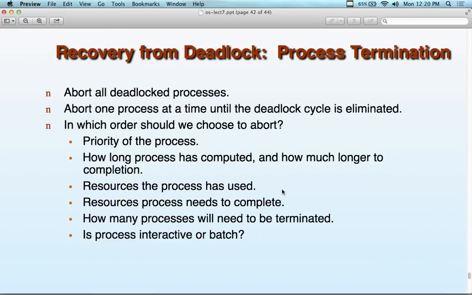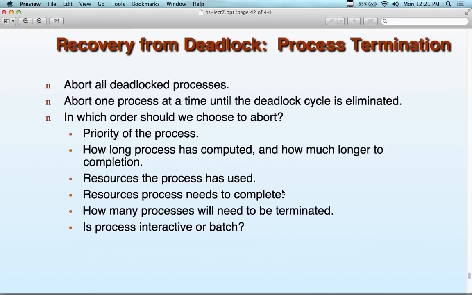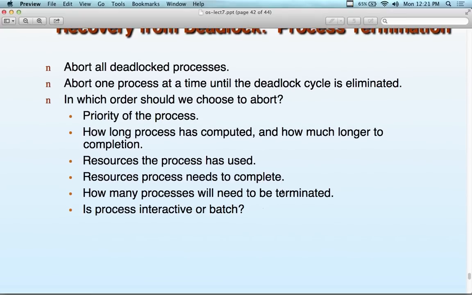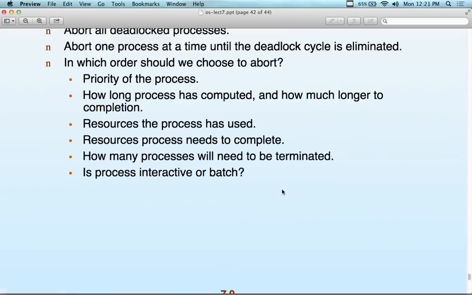Well, how are you going to calculate any of this stuff? You're going to use an algorithm to determine all this stuff. It's going to take you longer to make a decision. The longer it takes to make a decision on all this, nothing's happening, so the slower your computer's running. So, how many processes will need to be terminated? And whether a process is interactive or batch may also be a problem as well.